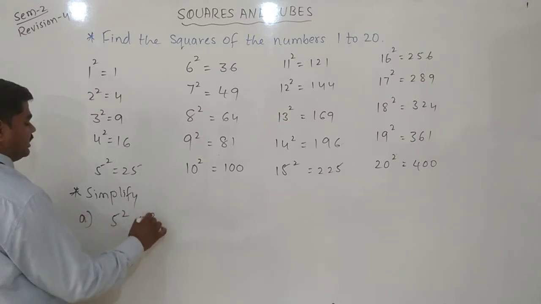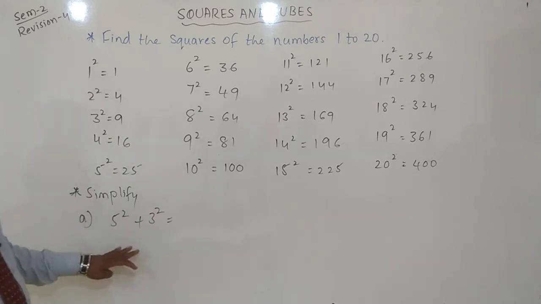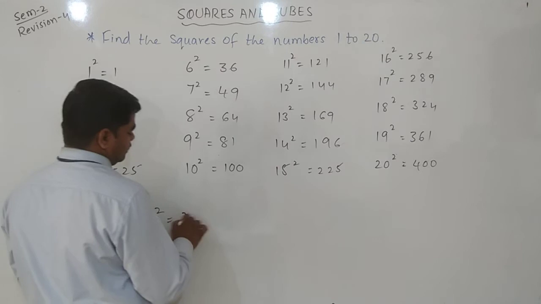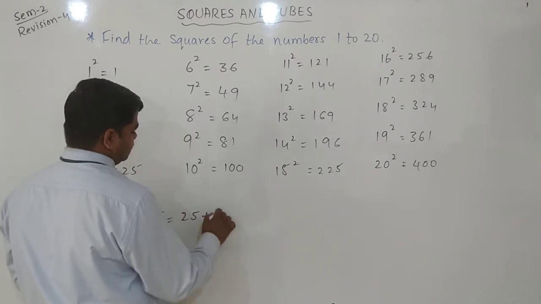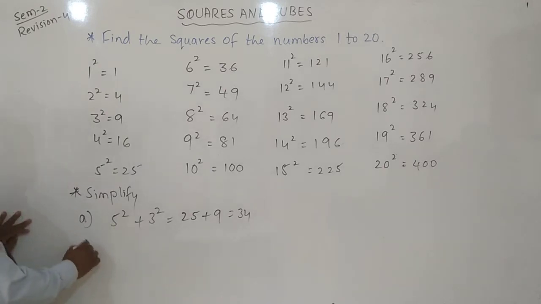5 square plus 3 square. Yes, 5 square is what? 25 plus 3 square. Right. The answer is 34. Very simple.